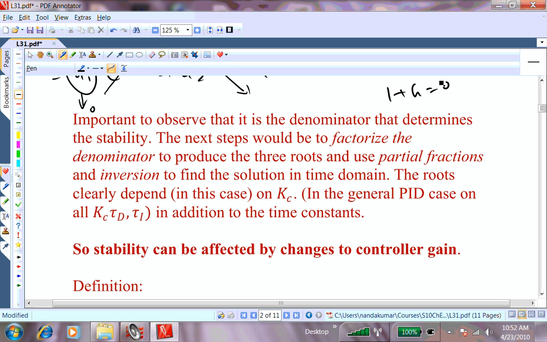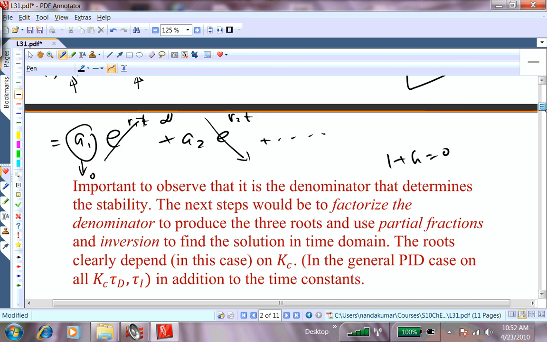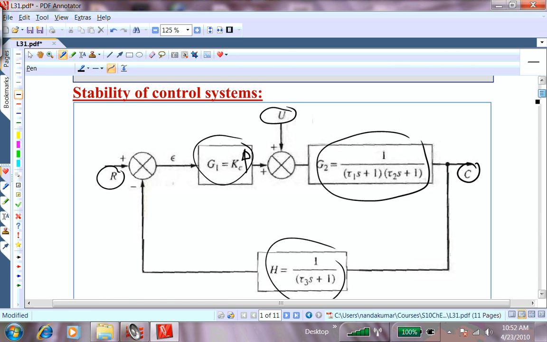So the important thing for you to observe is that one should know what a characteristic equation is. It is the denominator of the effective transfer function. Let me ask you another question. Will the stability differ if I make a step set point change or if I have a disturbance? I can excite the system one of two ways. Let's go back to this picture. I can excite the system by putting some disturbance here, or by putting an impulse or a step change in the set point. Will the stability be the same or different? It should be the same, right?